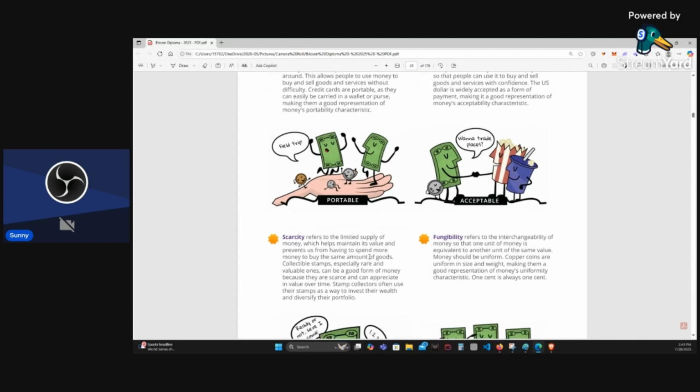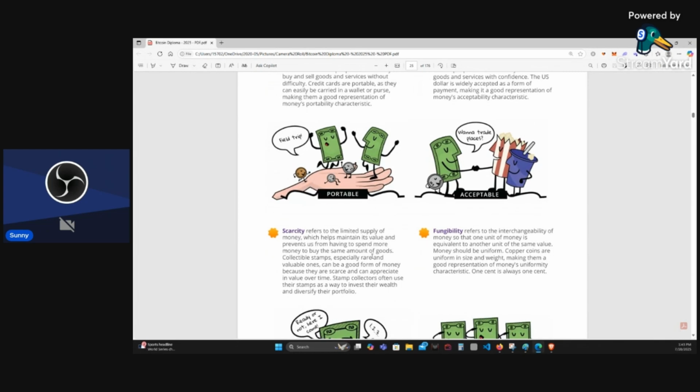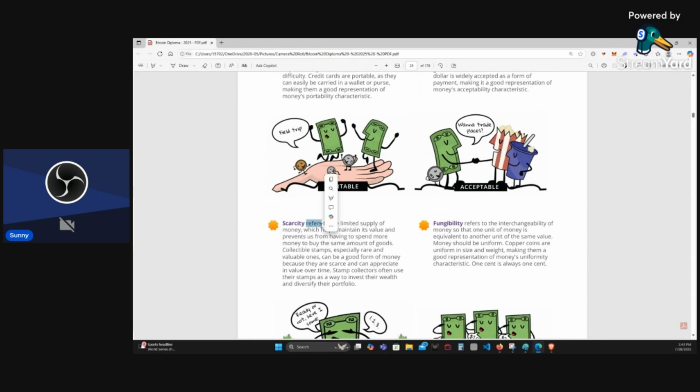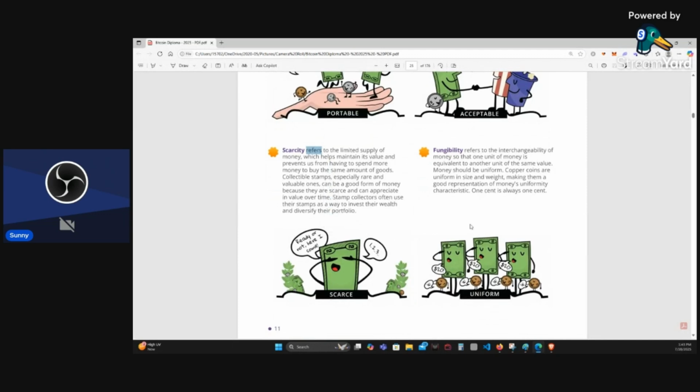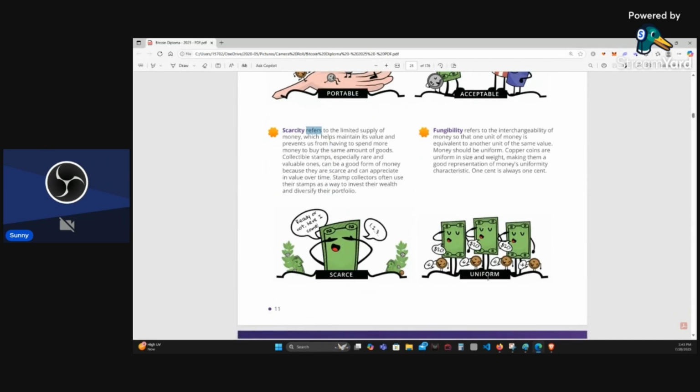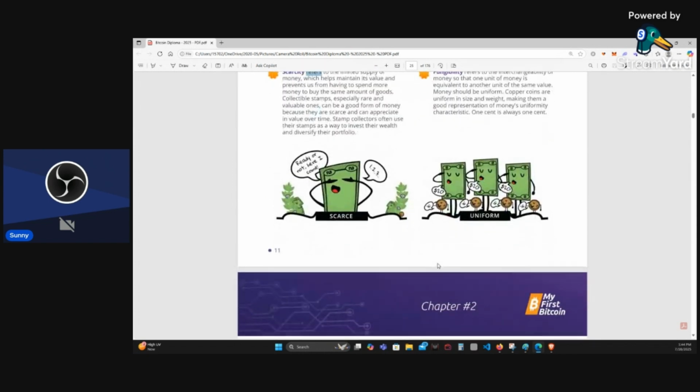Scarcity refers to the limited supply of money, which helps maintain its value and prevents us from having to spend more money to buy the same amount of goods. Collectible stamps, especially rare and valuable ones, can be a good form of money because they are scarce and can appreciate in value over time. Stamp collectors often use their stamps as a way to invest their wealth and diversify their portfolio. And then fungibility again. Money must be uniform. One $20 bill must equal the other $20, and one cent must equal the other penny, and so on.